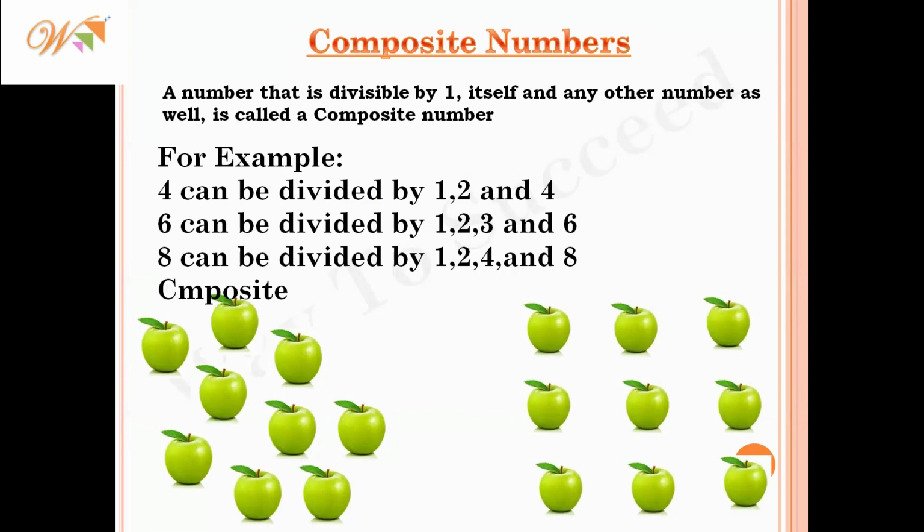6 can be divided by 1, 2, 3 and 6. 8 can be divided by 1. It can be divided by 2. It can be divided by 4 and 8. So all these numbers are called composite numbers.